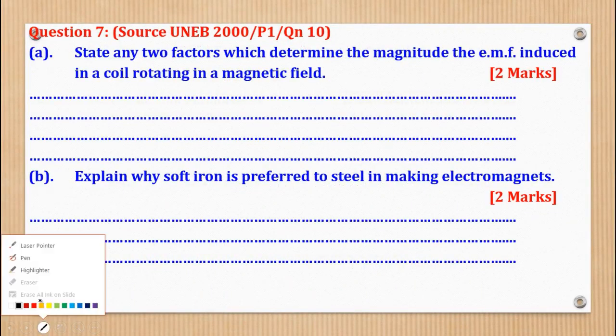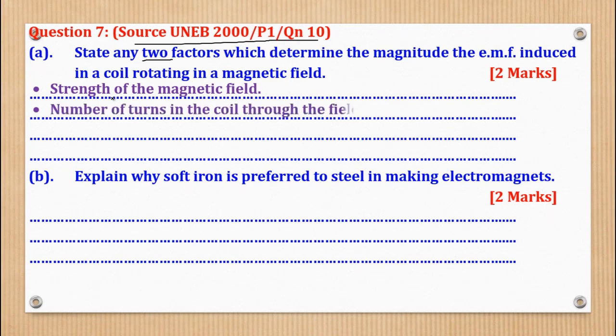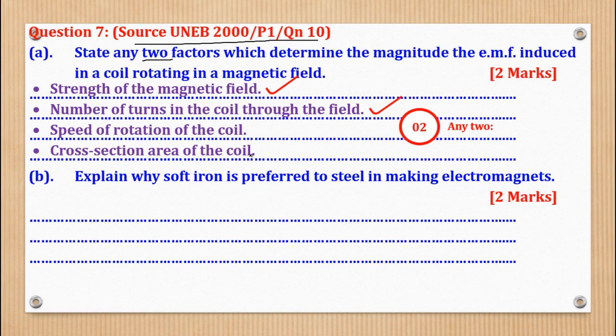So now we shall go to question 7, and question 7 came from UNEB 2000 paper 1 question 10, and part A says state any 2 factors which determine the magnitude of EMF induced in a rotating coil in a magnetic field. So one is the strength of the magnetic field, next will be the number of turns in the coil through the field, next will be the speed of rotation of the coil, and also the cross-section area of the coil. So any 2 of these, you get yourself the 2 marks.